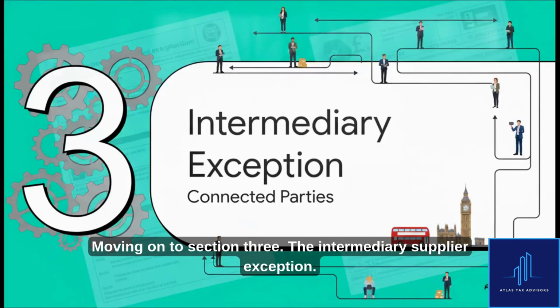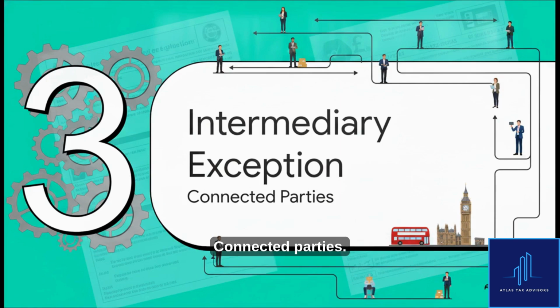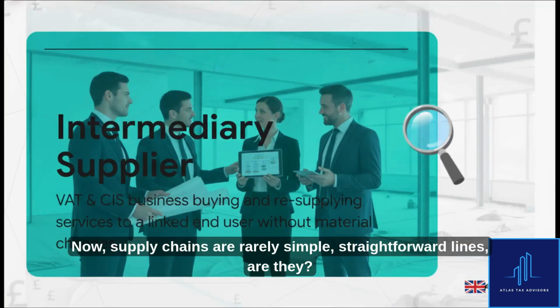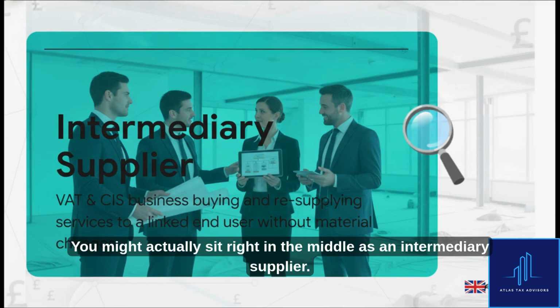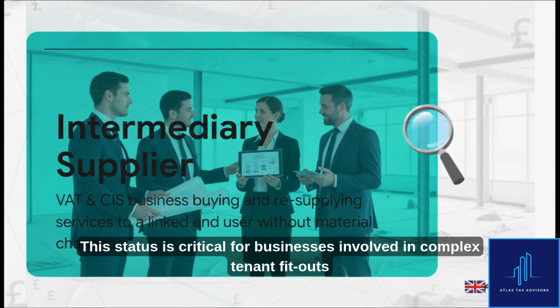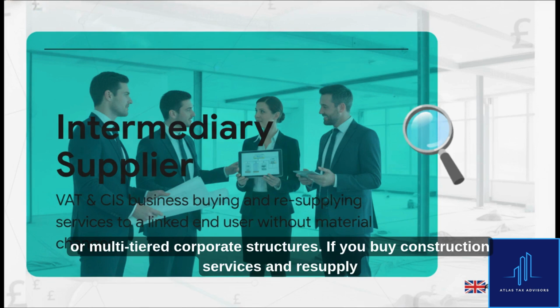Moving on to Section 3, the intermediary supplier exception, connected parties. Now, supply chains are rarely simple, straightforward lines, are they? You might actually sit right in the middle as an intermediary supplier. This status is critical for businesses involved in complex tenant fit-outs or multi-tiered corporate structures.